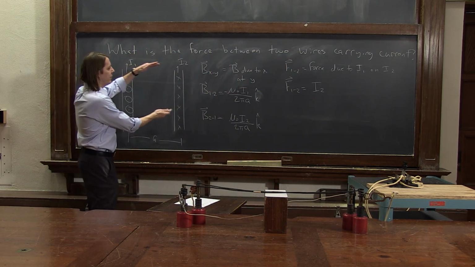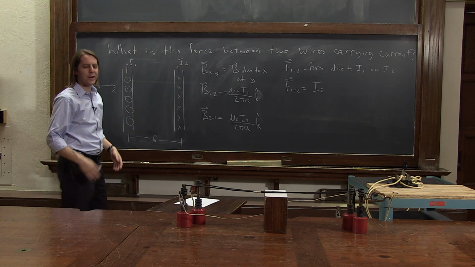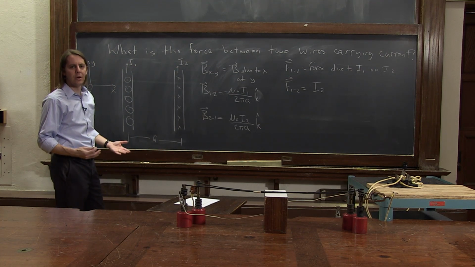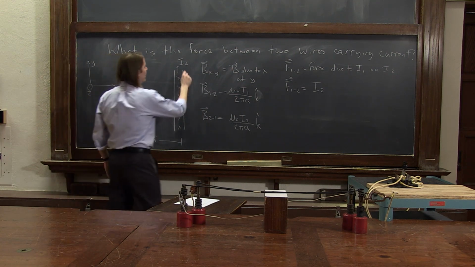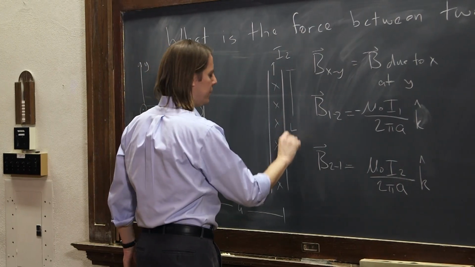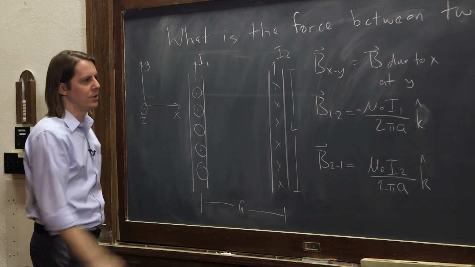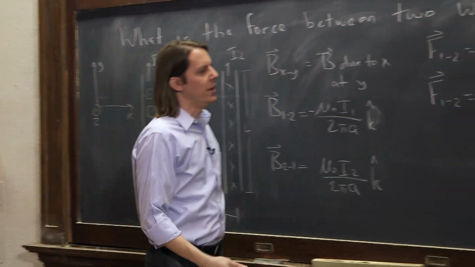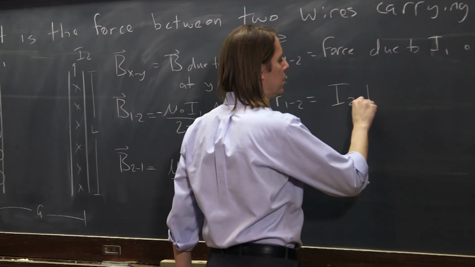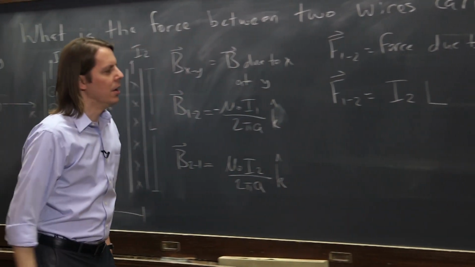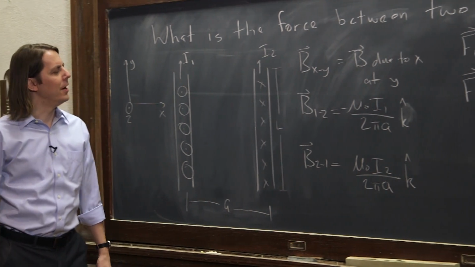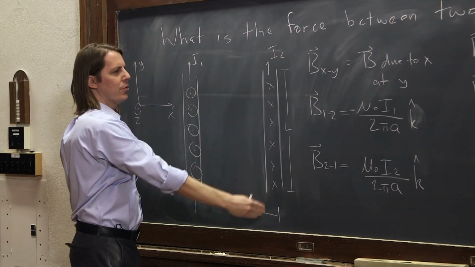Well, L is the length of the wire of I2. We're actually going to calculate the force per unit length. On an infinite wire, the force would be infinity because it's infinitely long. So we're actually assuming some length of wire like this, the same length for each wire. So we can call that L. It's the same L. And L in this case is the direction of the current, so it points up.